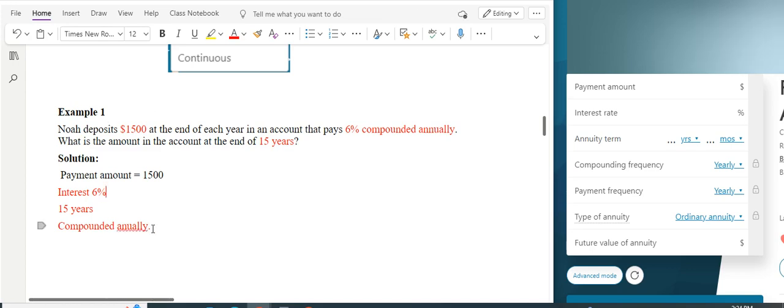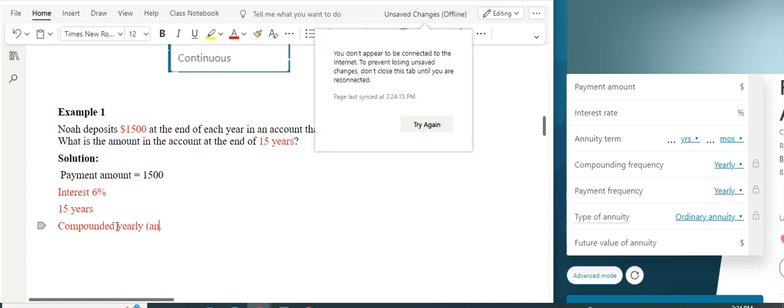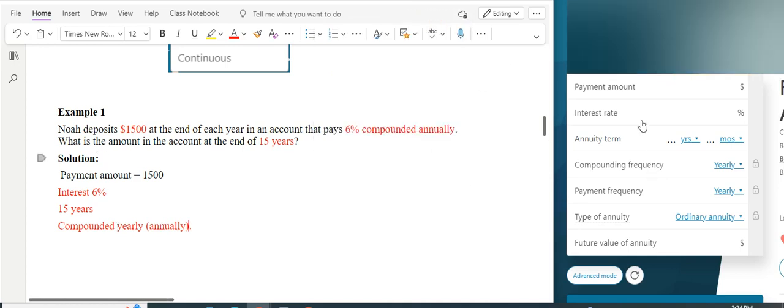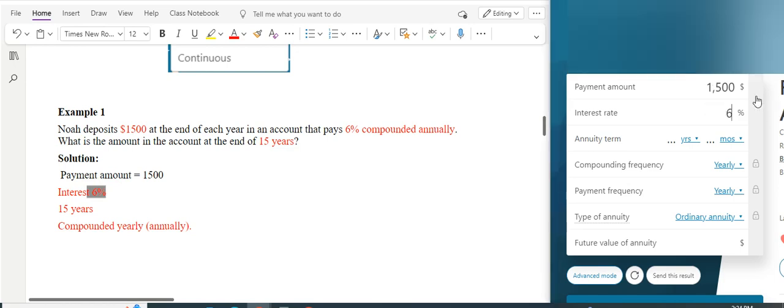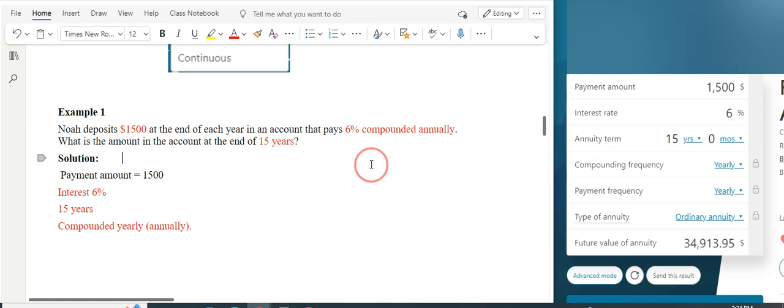All right. And so when I say annually, this just of course means also yearly, right? For our calculator purposes, this is the same thing as annually. So what do I do now? Well, in the payment amount, I'm going to type in 1,500. In the interest rate, I'm going to type in 6%, so just a regular 6. We put the annuity term. This will always be in years, so I'll just put my 15 years there. And I want to make sure that it's compounded yearly. So I want my compounding frequency and my payment frequency to both be yearly. And in fact, this is what the answer is going to be.